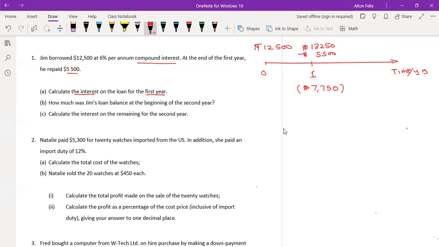Right. So where are we going with this? They want us to find the balance. Find how much the loan balance will be at the beginning of the second year. So we need to find out how much would be outstanding.